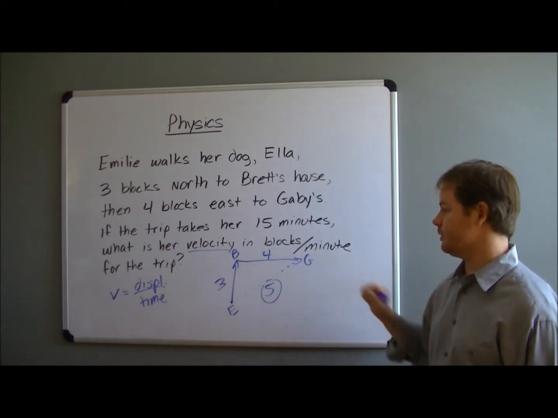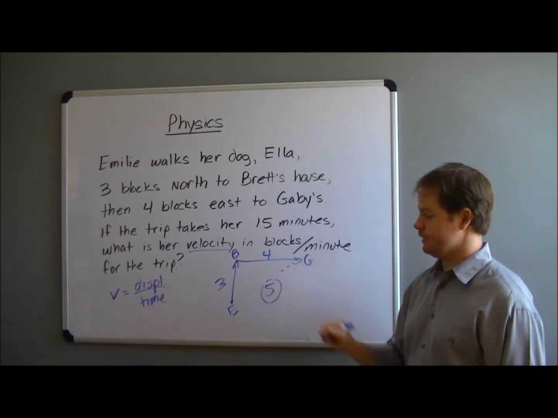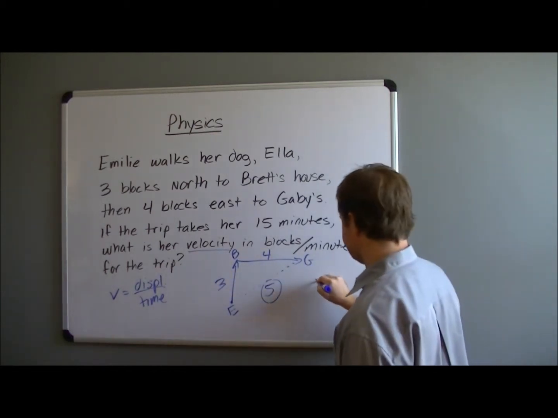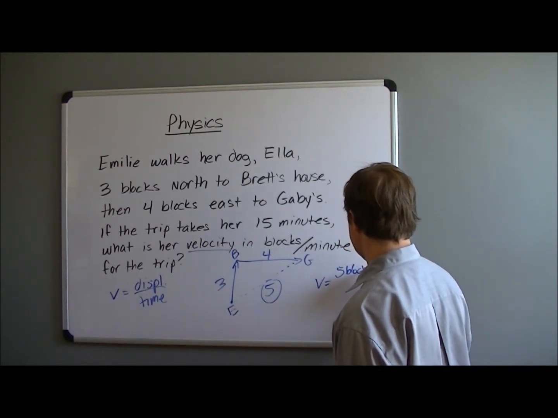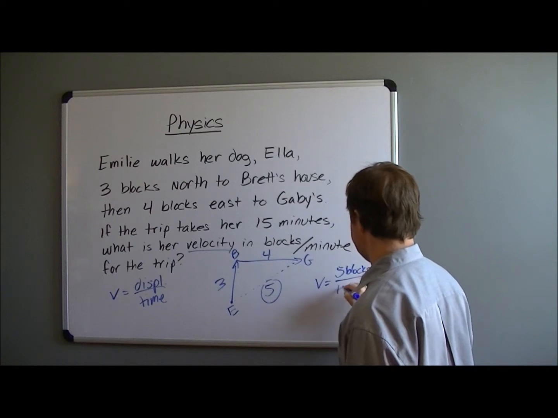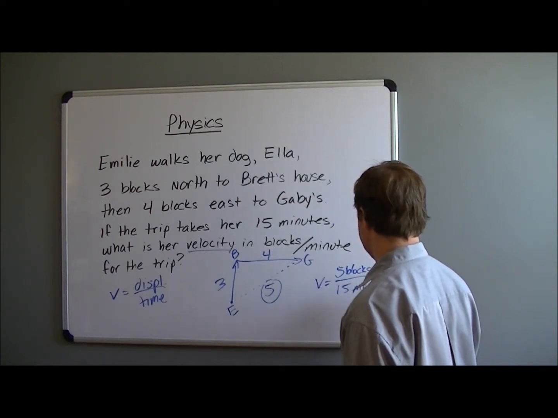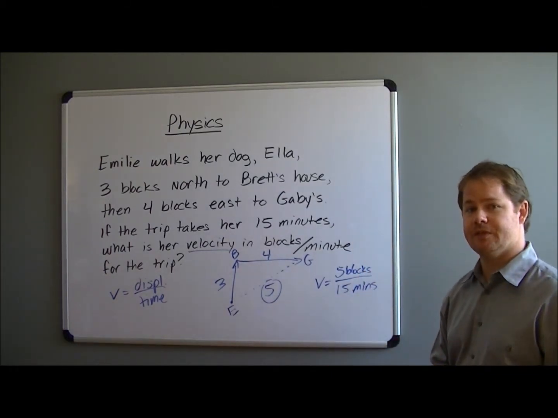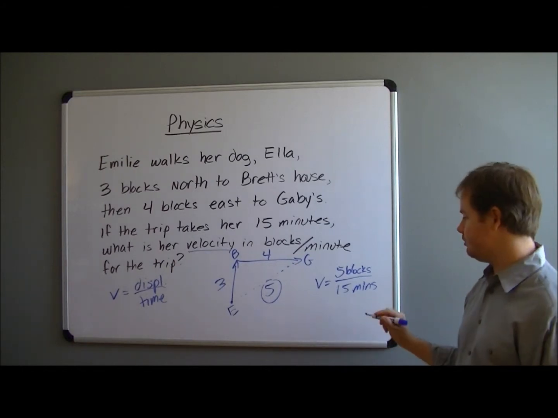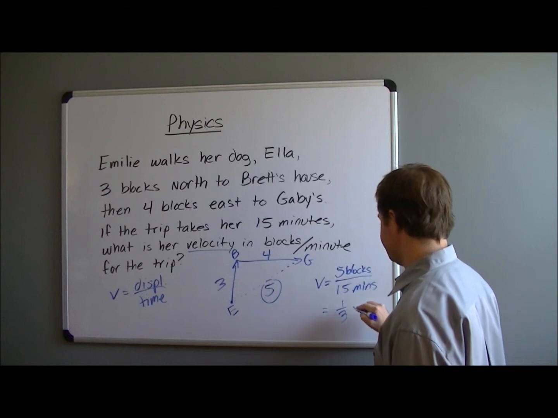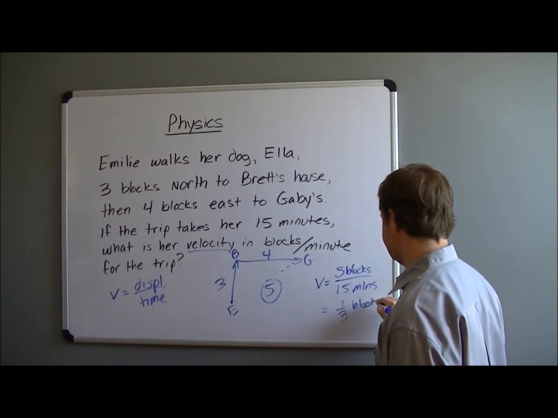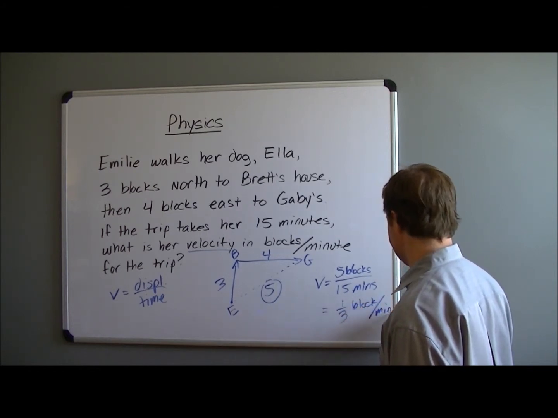in blocks per minute. And in this case, if we look at that equation, we plug in a displacement of 5 blocks divided by a time of 15 minutes. 5 over 15 is the velocity, and in this case that can be reduced. 5 goes into 15 3 times, so it's 1/3 of a block per minute for the trip.